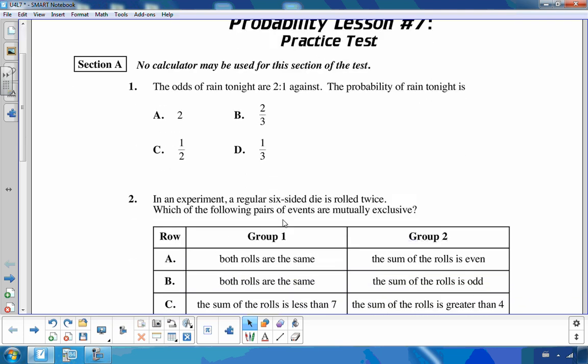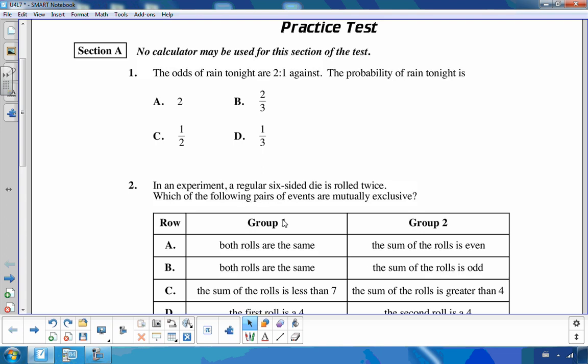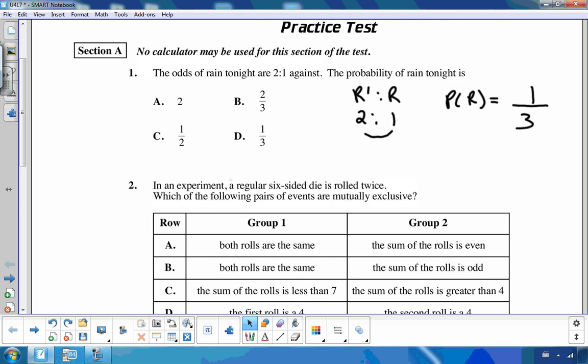Okay, first question. The odds of rain are 2 to 1 against. If something is against, that means not rain to rain. So 2 ways to not rain to 1 way to rain. If I want to know the probability of rain, probability needs a total. Well, there's 1 way that I'm getting rain out of a total of 3 ways. So my answer here should just be D.